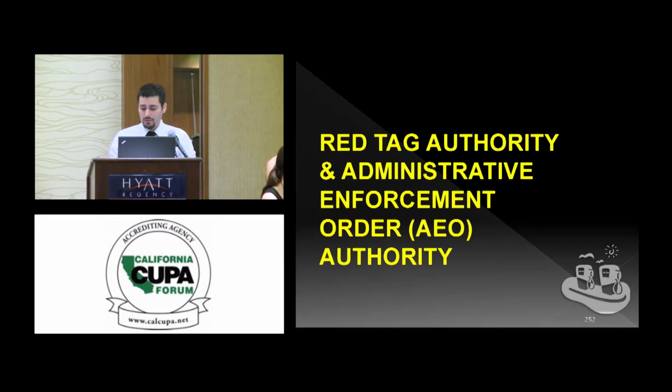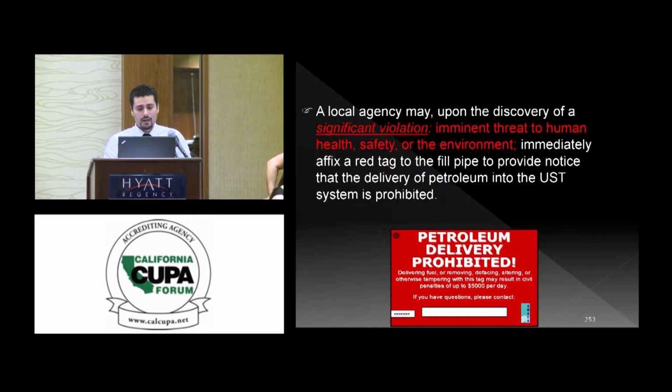But again, it's a tool that we can use, it's a tool that we can implement, and the way it's written out is if a local agency, upon discovering a significant violation, and significant meaning an imminent threat to human health, safety, or the environment, then we can immediately affix a red tag, and we affix this red tag at the fill pipe to essentially provide notice that deliveries are now prohibited to this UST system.